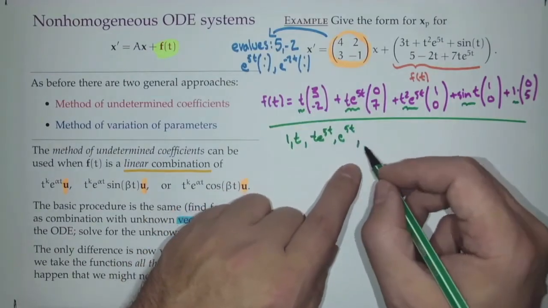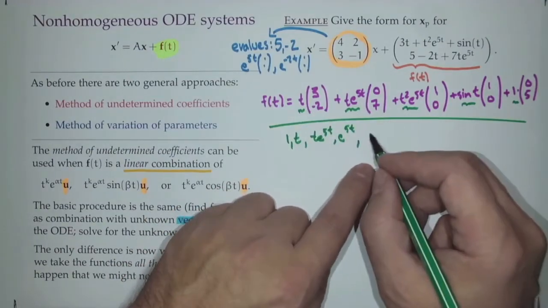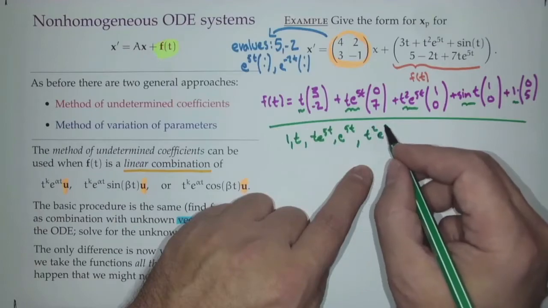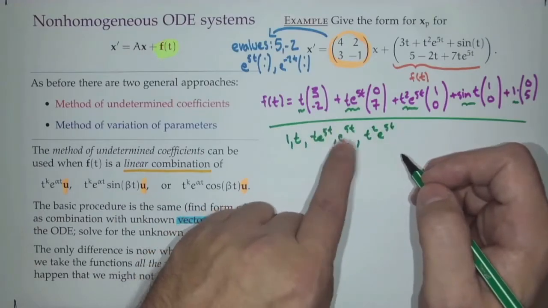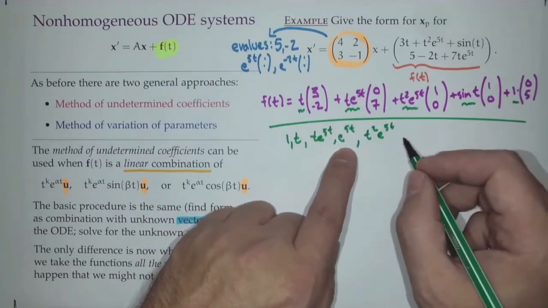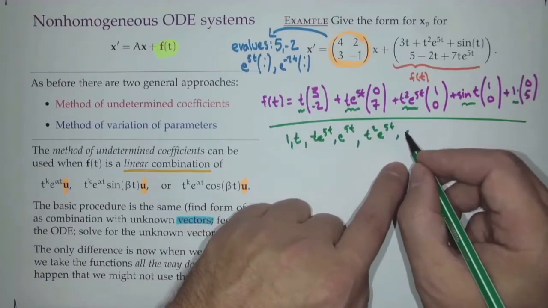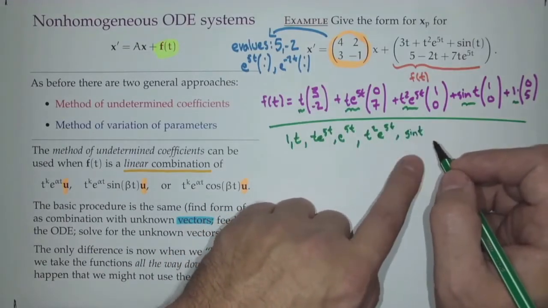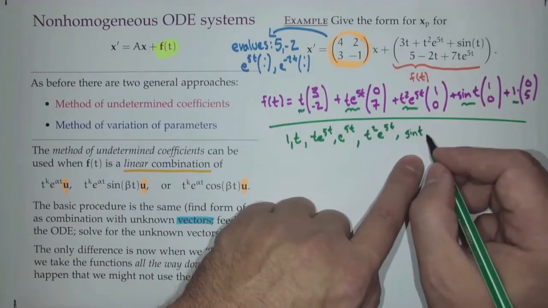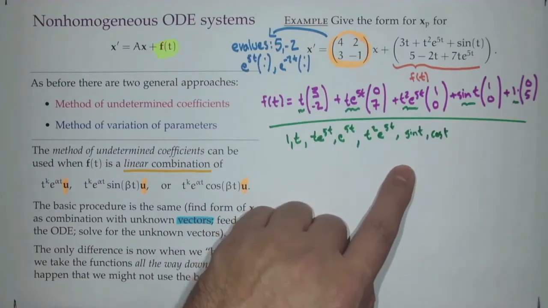What else do we need to have? T squared e to the 5t, but if we include that, we also need to include t e to the 5t and e to the 5t, but we already have those, good. What else? Sine of t. But the rule is, if you include sine, what needs to go in? Cosine, right. That's the method of undetermined coefficients.